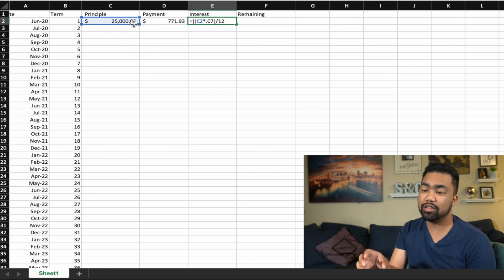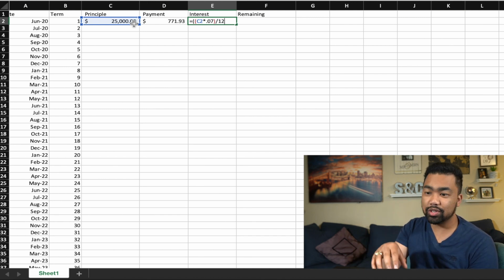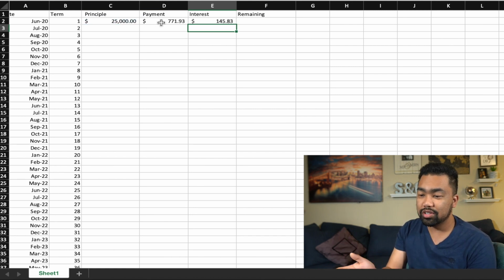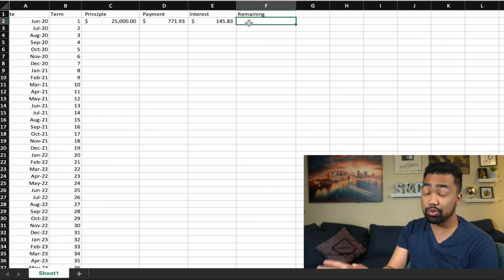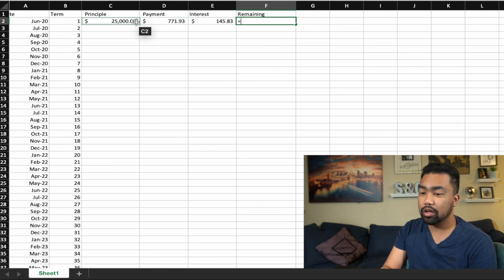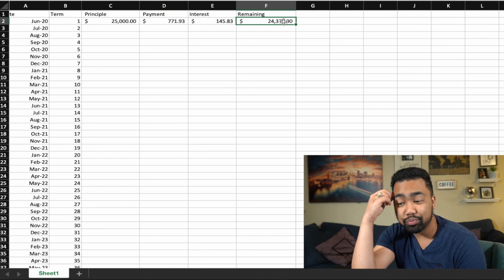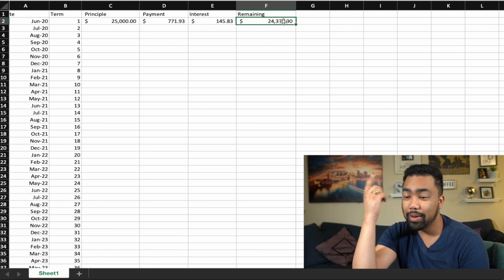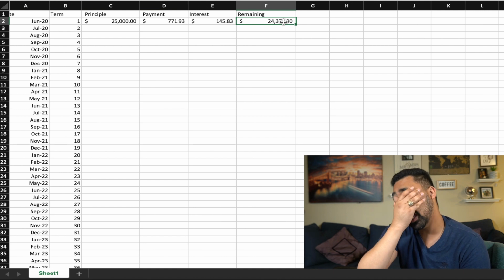So the 7% applies to the interest rate for the whole year. So if there's 12 months in a year, you divide it, so the monthly interest is going to be divided by 12. Okay, so we pay $771 and the interest is $145. So what's remaining on the balance of that loan is going to be the original principal. We're going to subtract our payment, and then we're going to add back in the interest. So essentially on our first payment, we paid $771, but really only about $630 goes towards the car. The $145 goes towards the bank, which just hurts.